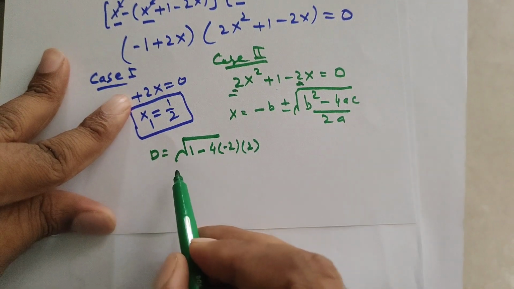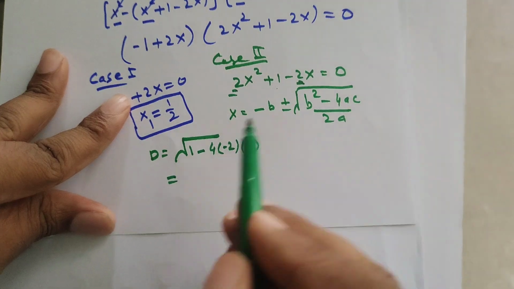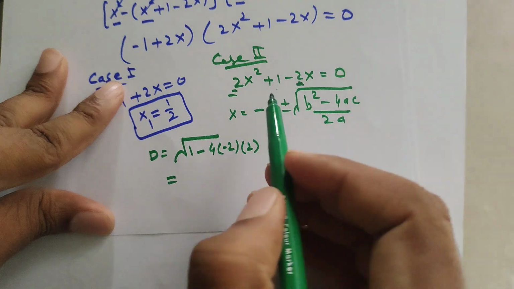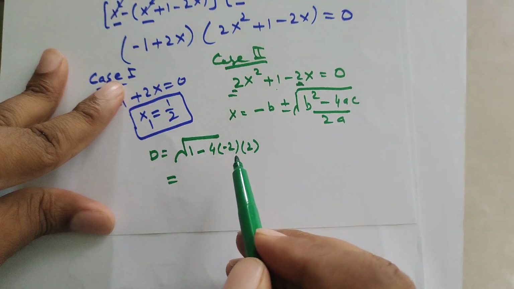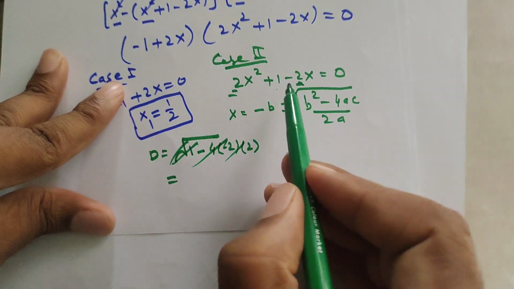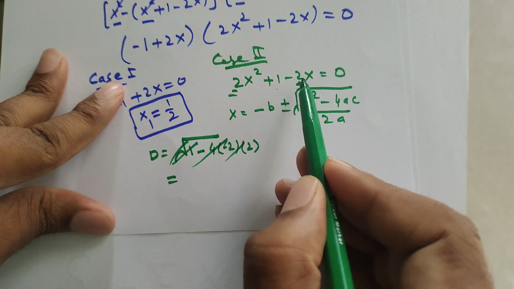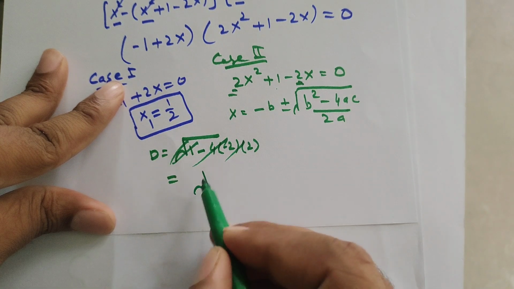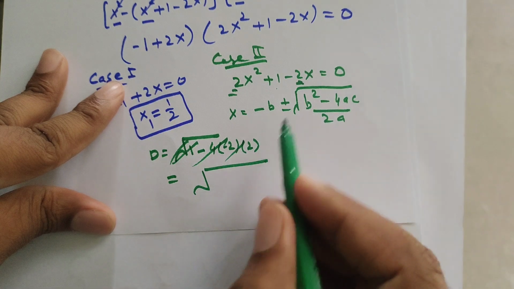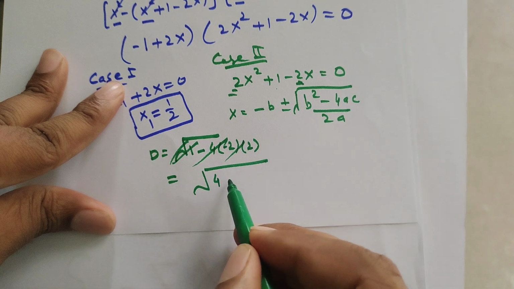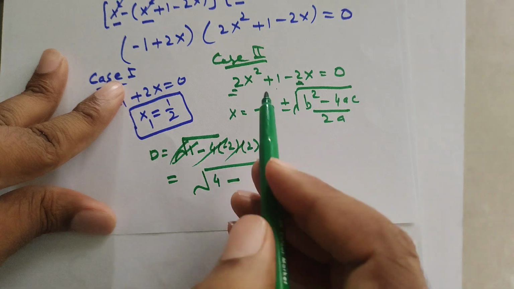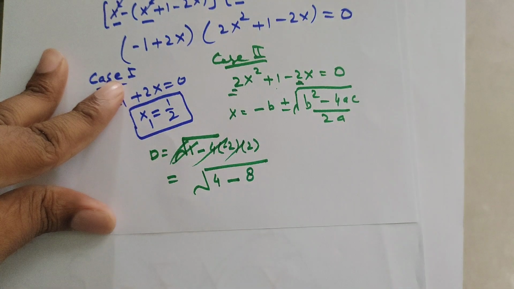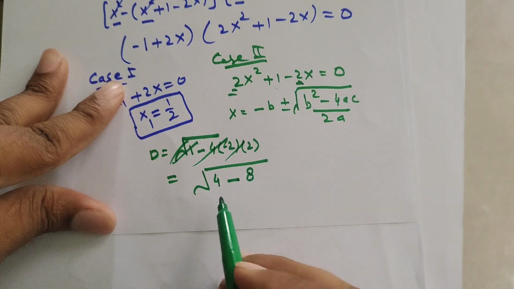Sorry, I will correct this: our b is minus 2. So what is our d? d is actually minus 2 square, that is 4, minus 4ac, which is 4 times 2 times 1, that is 8. So 4 minus 8, over 2a. This is our discriminant.